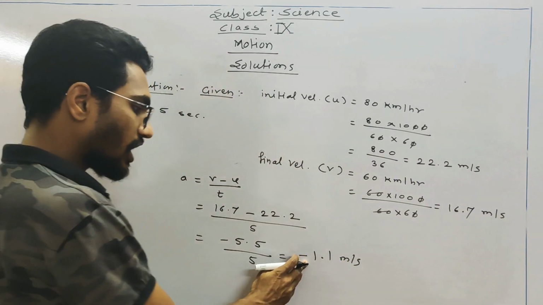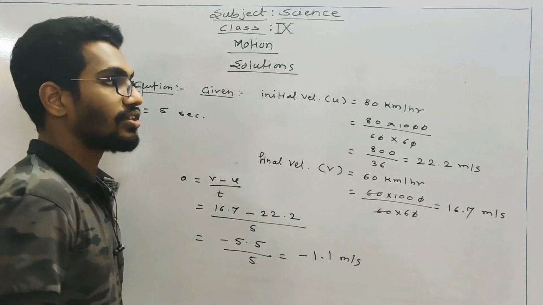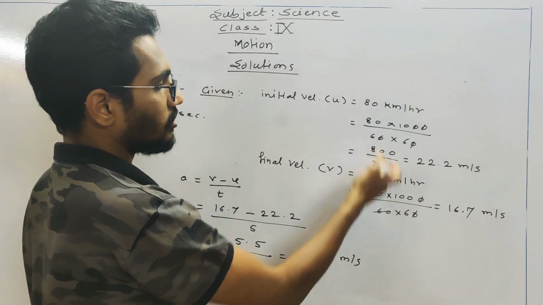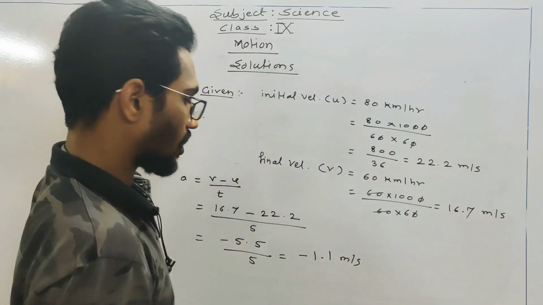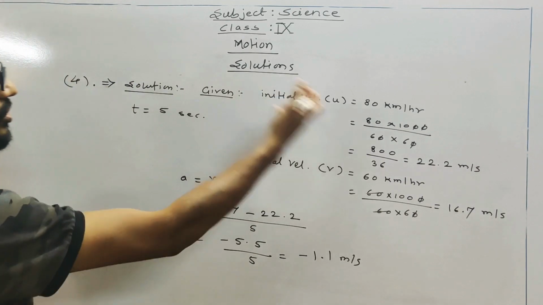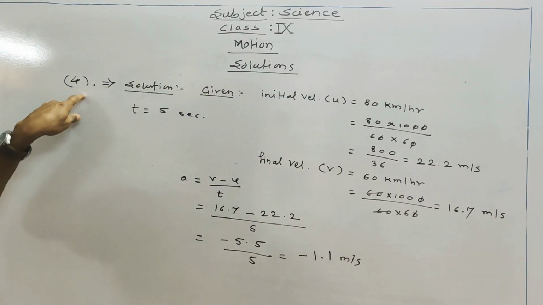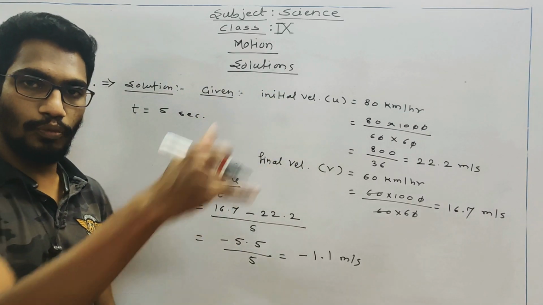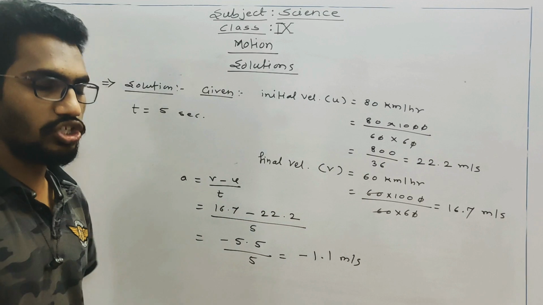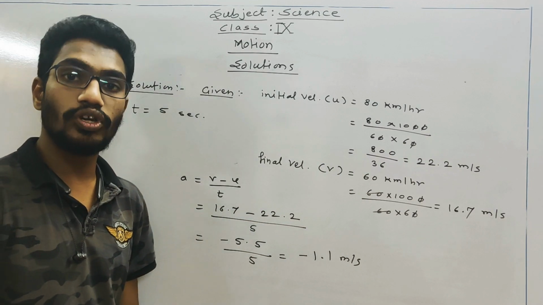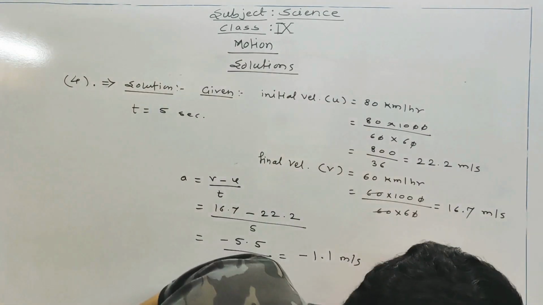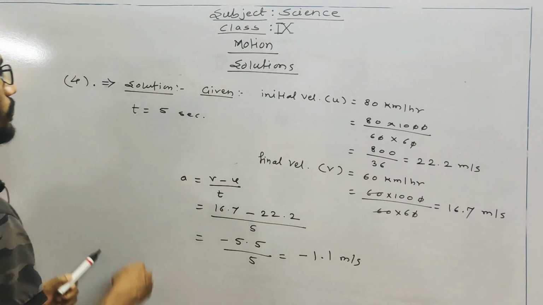Your answer is negative. That means it is negative acceleration because velocity goes on decreasing from 80 to 60. Brakes are applied, so negative acceleration. So this is the simple answer for the question number 4. This is the solution of the first numerical in the test. Pause the video. Check your answer if you solved this. Now the next problem in the same test.